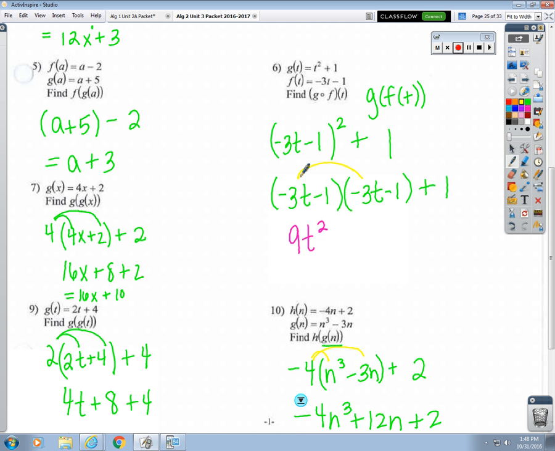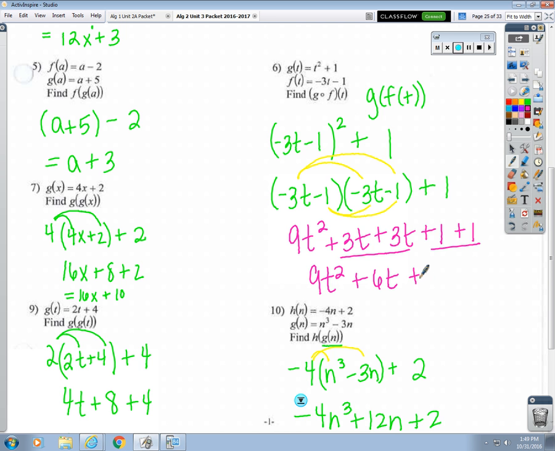Negative 3t times negative 1 is positive 3t. And then my inner terms are a negative 1 and a negative 3t, which makes another positive 3t. And then my last terms are a negative 1 and negative 1, which makes a positive 1. And then don't forget about this positive 1 that's hanging on the outside to bring down. And so now 9t squared is the only term of its kind. Those two combine to make a 6t, and these two combine to make a 2.